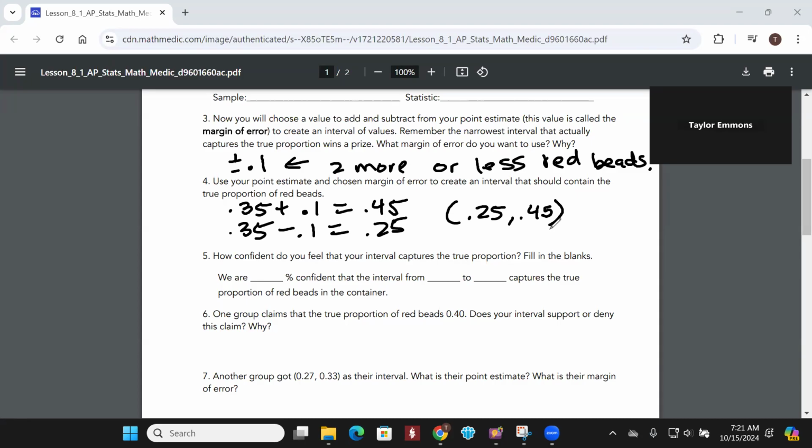So that gives us the closest interval, the smallest. It's like a narrow around it. Because look, 2 or more less red beads. That would give us that varying degree, because we want it to be super small. Yes. Plus or minus.